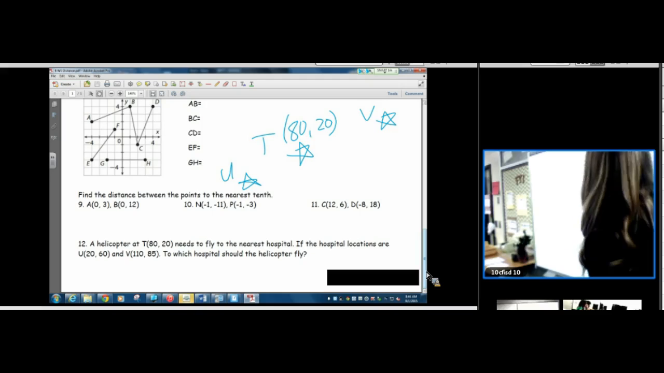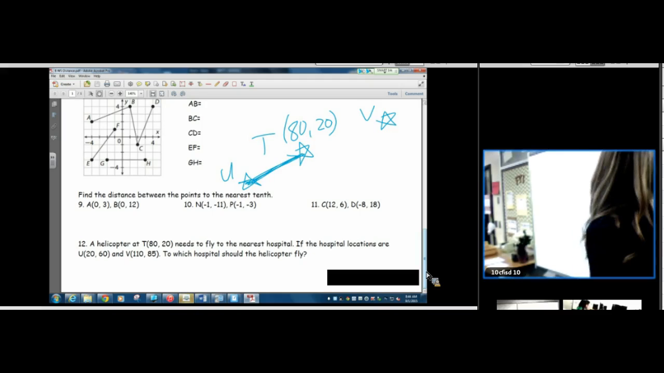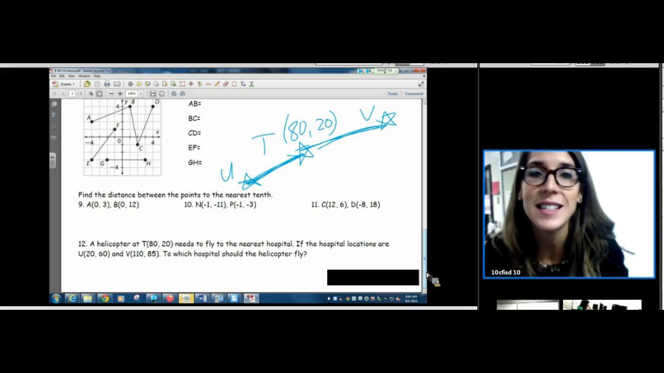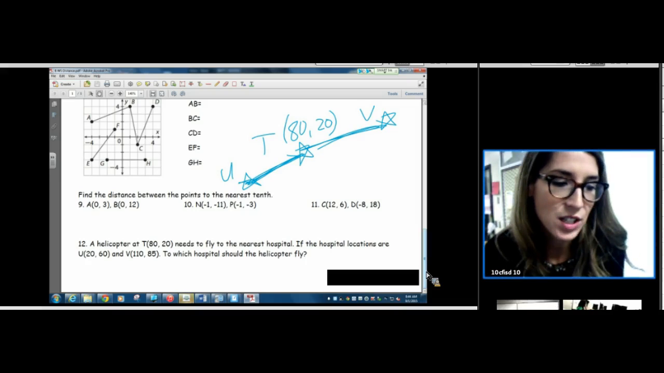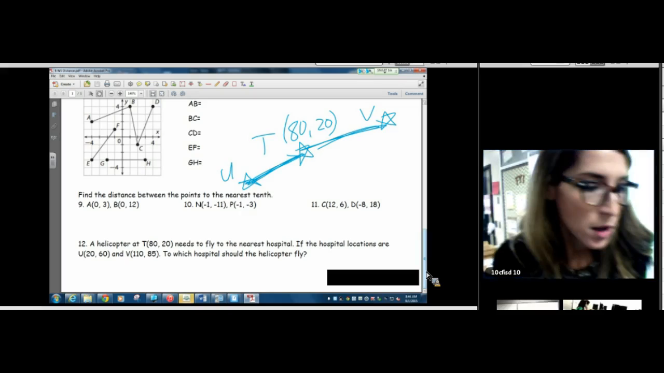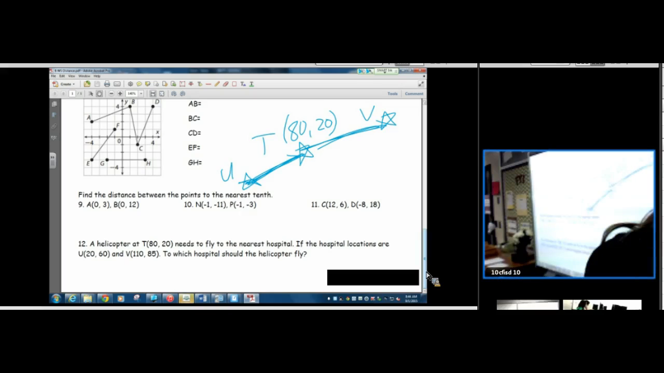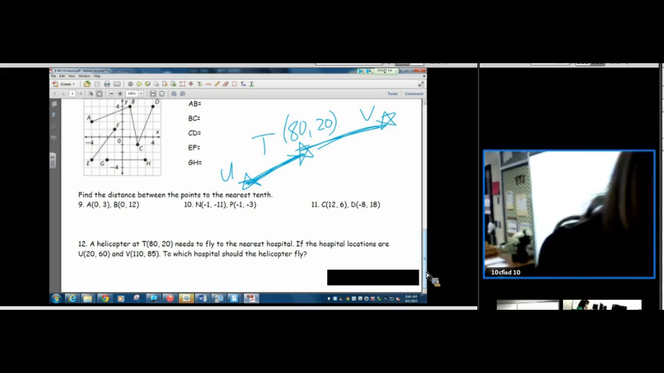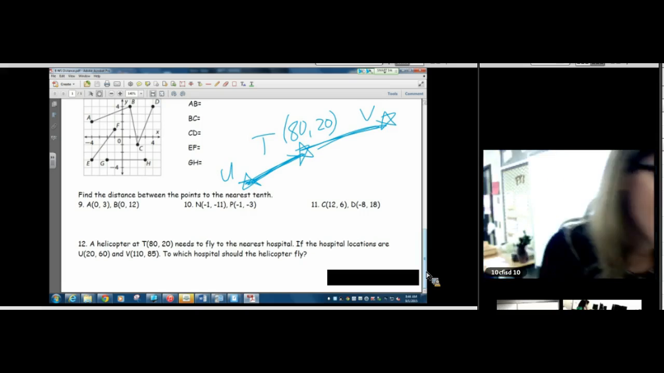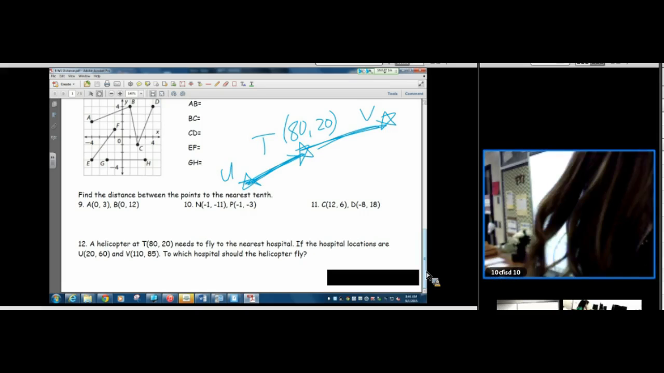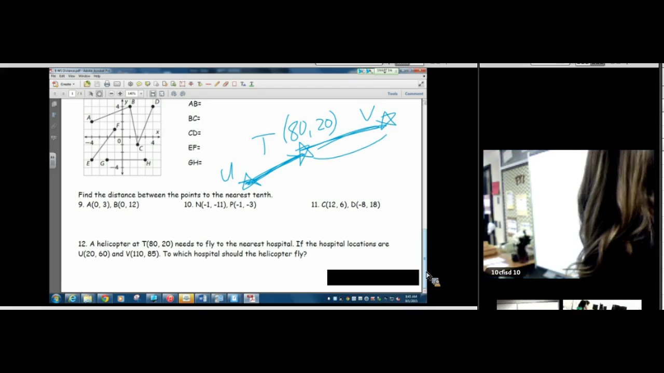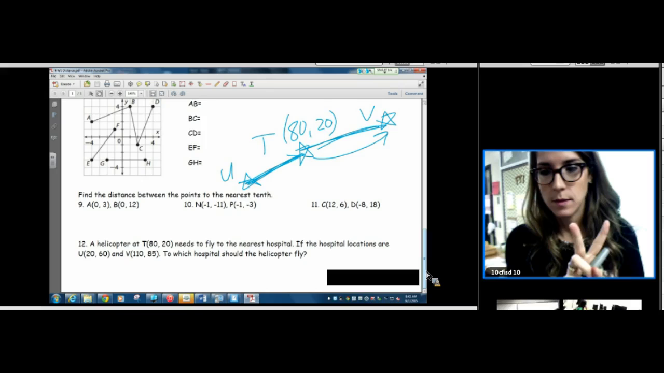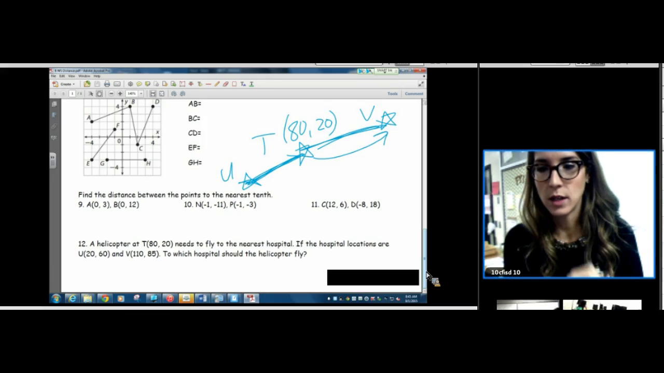You just need to find the distance from T to U, find the distance from T to V, and then you want to fly to the one that's closer. So you're going to pick the one that has the shorter distance. So the distance to one of the hospitals was 72. The distance to the other hospital was 71.6. And so you're going to want to go to hospital V because it's a little bit closer. You had to do the distance formula 2 times.